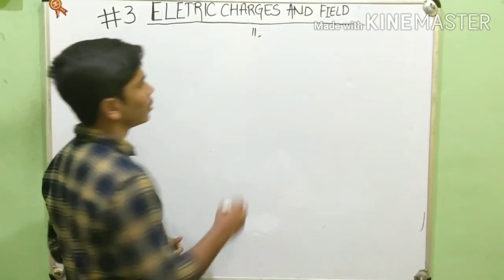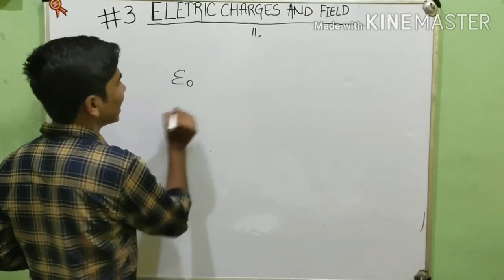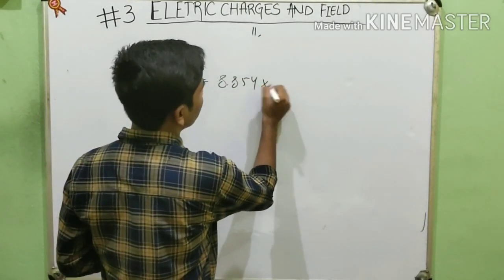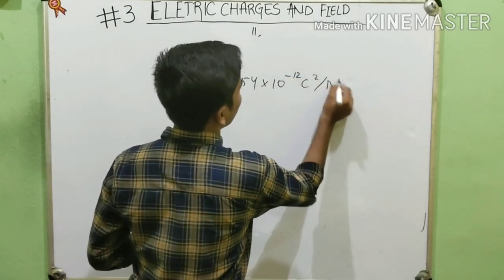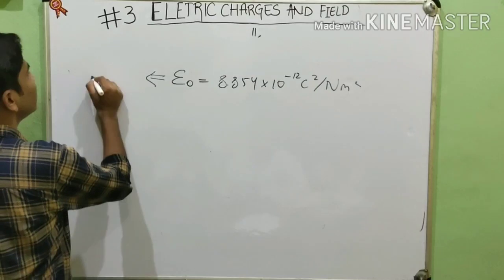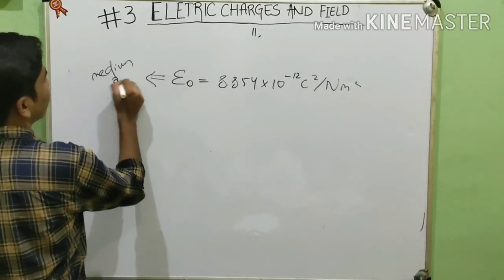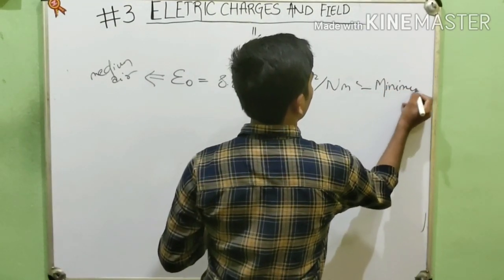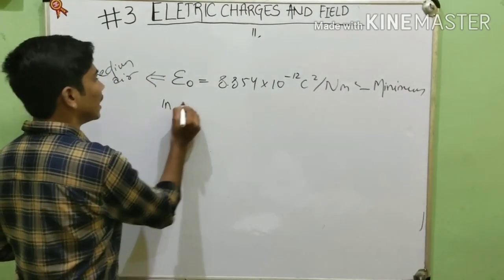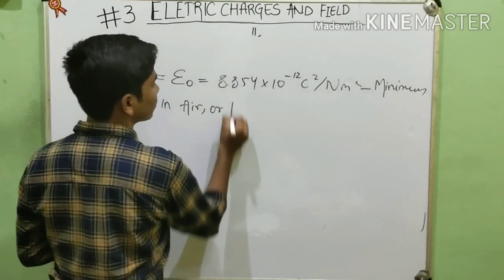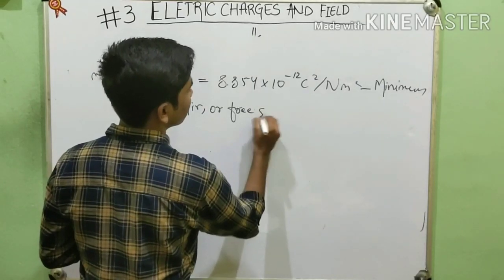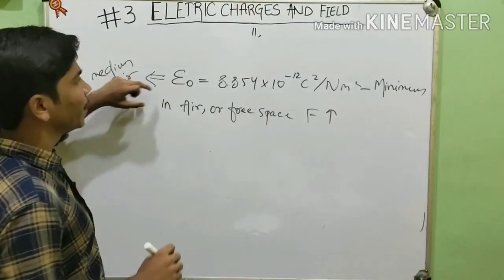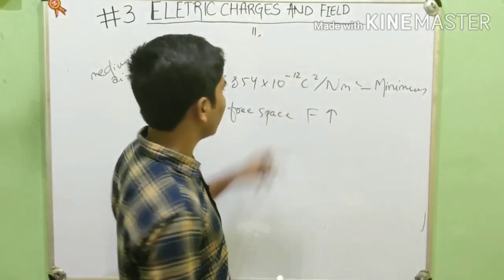The minimum value of permittivity is in air, which is equal to 8.854, as I have told you earlier, 8.854 into 10 to the minus 12 Coulomb square per Newton meter square. The medium is air. This one is the minimum value. So in air or free space, force is what? High. Epsilon, meaning permittivity, will be minimum and force will increase.